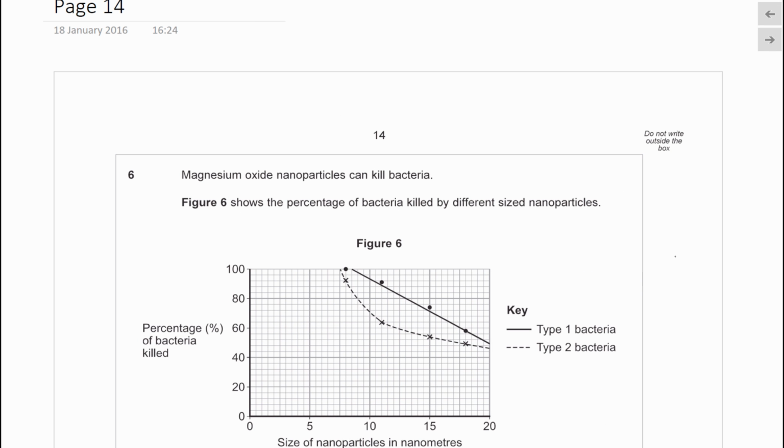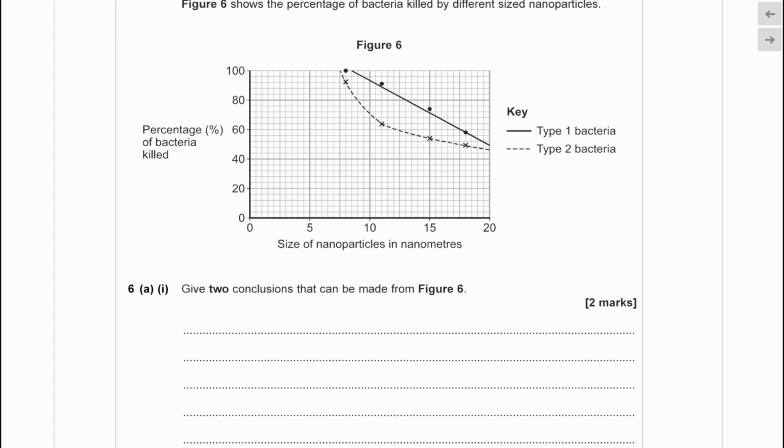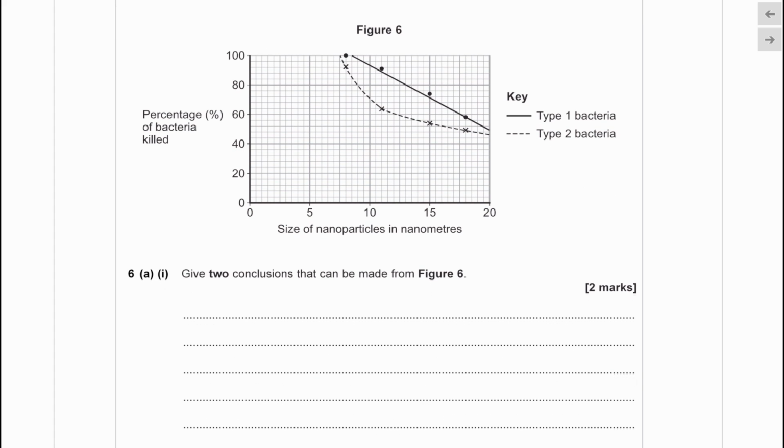Alright, so let's have a look at question 6. It says magnesium oxide nanoparticles can kill bacteria. And figure 6 is a graph which shows the percentage of bacteria killed by different size nanoparticles. What we have on the y-axis is percentage of bacteria killed. Make sure that you don't think this is percentage of bacteria left. This is percentage of bacteria that have been killed. So for example here, where we are at 100, that means all the bacteria have been killed at this size of nanoparticle. Alright, so it says in part 1, give 2 conclusions that can be made from figure 6.